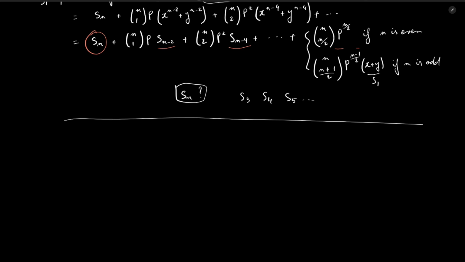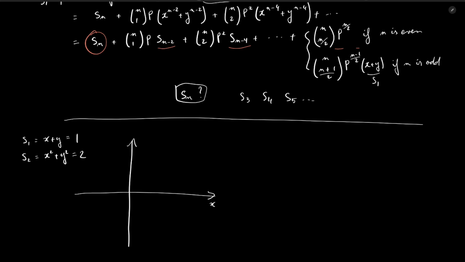So let's recall the two equations that we had, which are S1 equal x plus y that is equal to 1, and S2 that is equal to x squared plus y squared that is equal to 2. So here what we are going to do is to represent these two equations in the graph of x and y. So here we have the x, here we have the y. And first of all, the equation x plus y is nothing else than a line that is having a slope of -1. So the line is going to look like this.